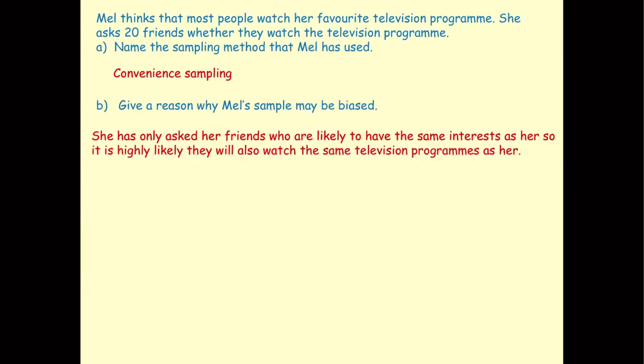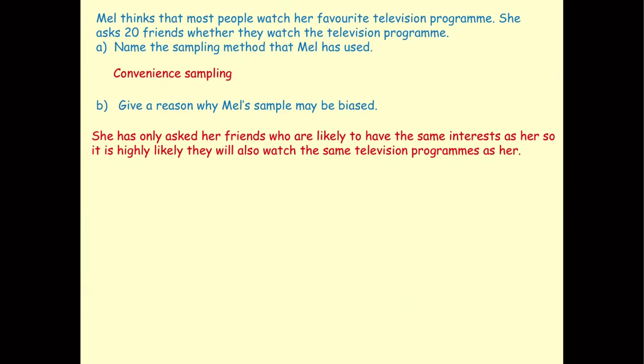And finally, Mel thinks that most people watch her favourite television programme. So that's our hypothesis. She thinks most people like the television programme she likes. She asks 20 of her friends whether they watch the television programme. She's used convenience sampling because it's convenient. There are 20 of her friends already. She knows them. They're conveniently located to her. She can just pick up the phone or send them a message, and she's got her data.